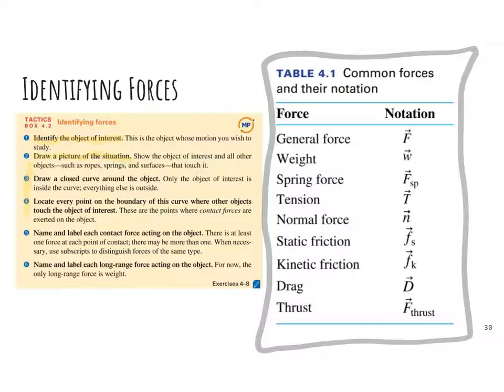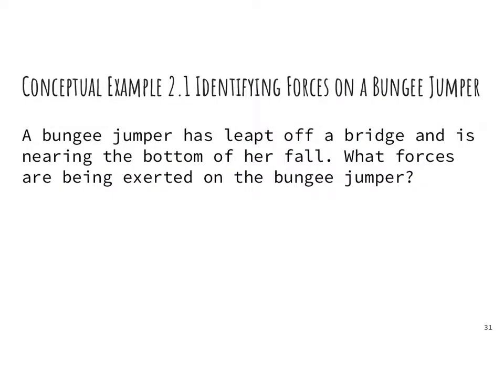Then we locate every point on the boundary of that curve where other things are touching, and we'll talk more about that later to see if there are contact forces. Then we name and label each of the forces acting on the object that are short range or contact forces, and then we name and label all the long range forces acting on the object. Similar to when we set up problems for kinematics, now we've got to be a little more specific. There's a little more going on when we're identifying forces. So let's go ahead and try an example.